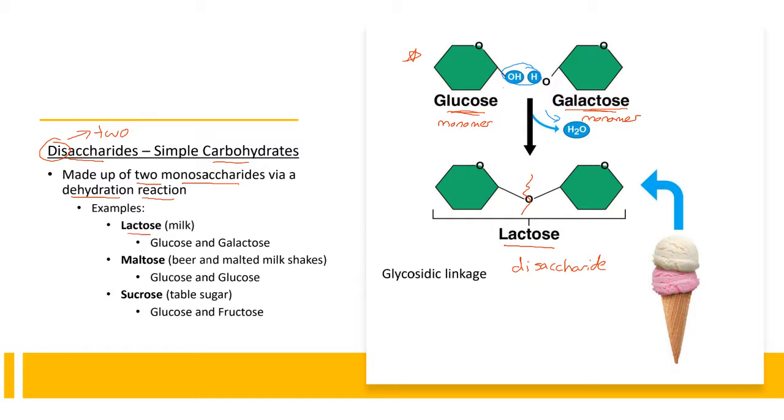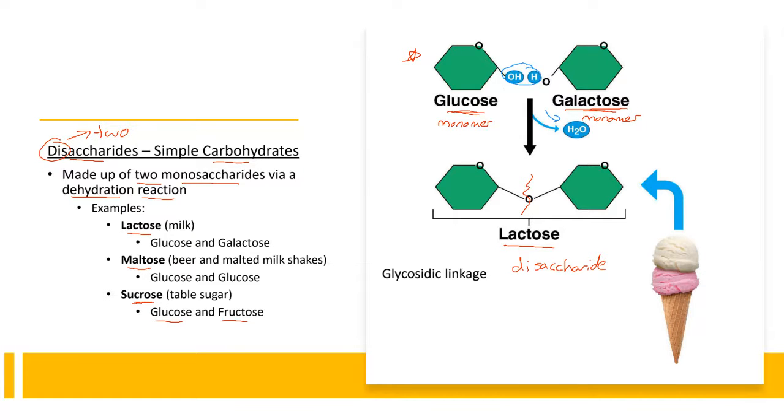Lactose in milk is an example of a disaccharide. Maltose, which you can find in beer and malted milkshakes, is glucose and glucose together. And sucrose, what you put into your coffee so it can taste more tolerable, is also a disaccharide. Sucrose is a combination of a glucose monomer and a fructose monomer.